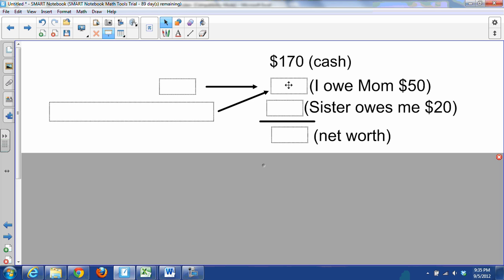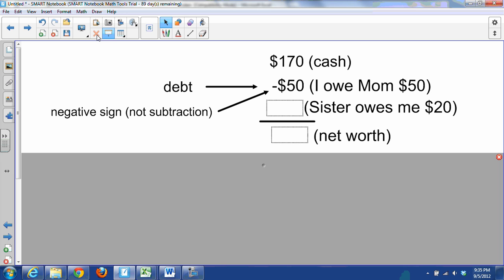If I owe my mom $50, what do you call that? We've referred to this word previously. I hope you're thinking about this word here, and that word is debt. Now, how am I going to represent that debt? Well, another assignment asked you about that, and I'm going to represent that this way, negative $50. And notice that this is not a subtraction symbol. This is a negative sign, negative $50. It's representing debt.